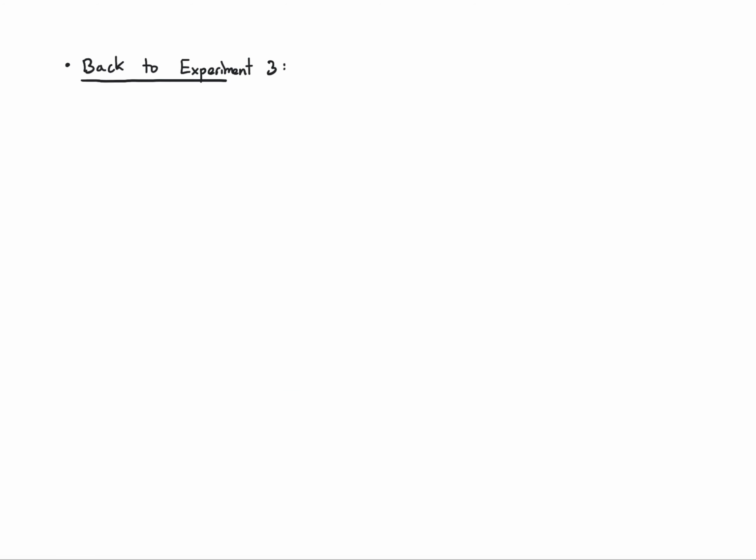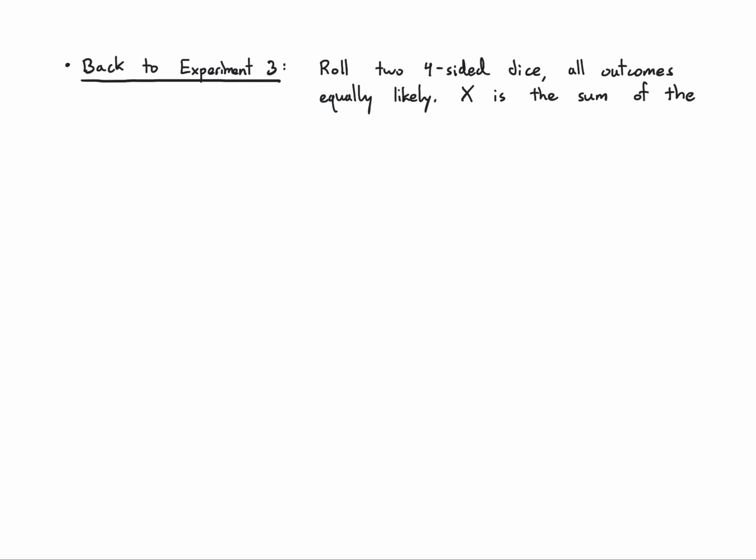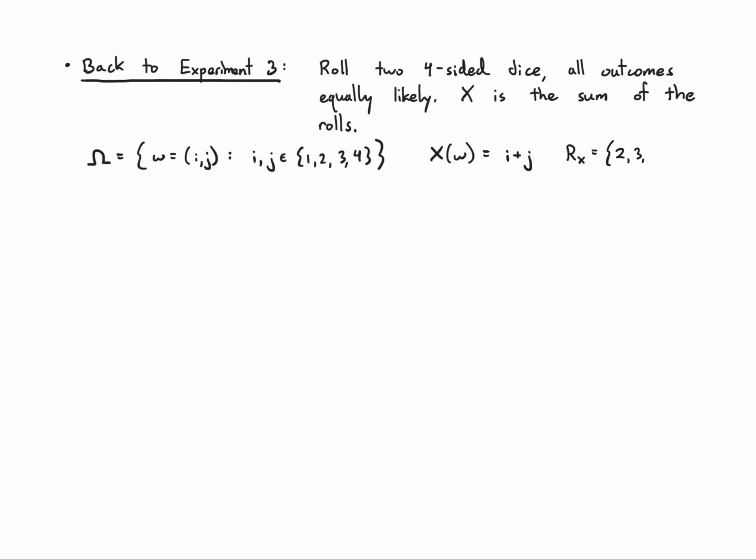So back to experiment 3. Remember, in experiment 3, I was rolling 2 four-sided dice, and let's say all the outcomes are equally likely because these are fair dice. And remember, in experiment 3, I took X, the random variable, to be the sum of the rolls. Okay, so just to remind you, I'm going to write the sample space. So the sample space was the pairs (i, j), those were omega, and i, j could take values in 1, 2, 3, 4. That's my set builder notation. X of omega was just i plus j, the sum of the rolls, and the range therefore was 2 up to 8. Okay, so that reminds us of experiment 3.